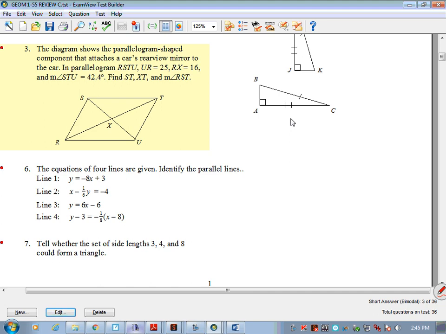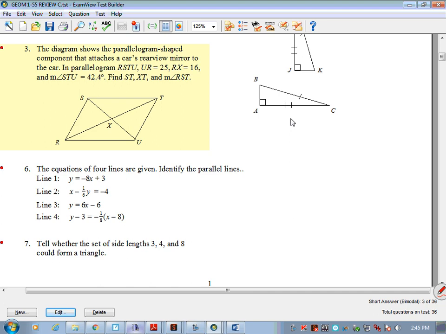Opposite angles are congruent. So angle R is congruent to angle T. Angle S is congruent to angle U. We also know that consecutive angles are, sorry, not complementary, but supplementary, meaning that they add up to 180. So angle S plus angle T adds up to 180. T plus U equals 180. R plus U equals 180. S plus R equals 180. The only things that won't work there are S to U or R to T. Okay, so we're using that information.